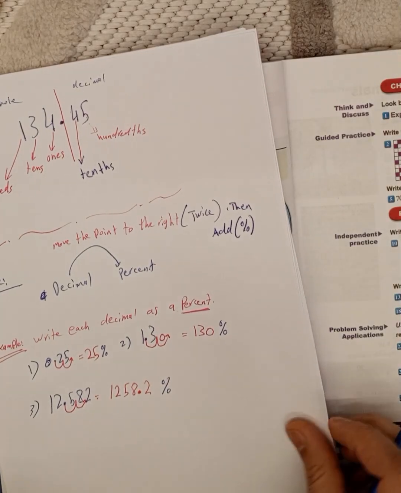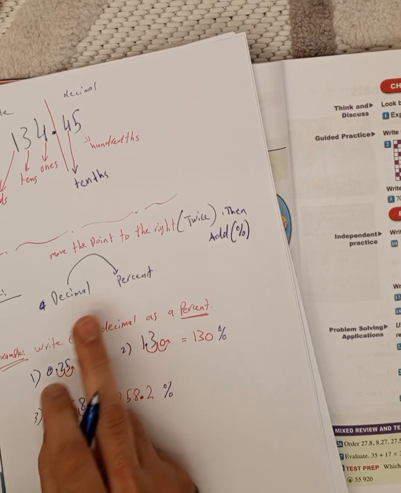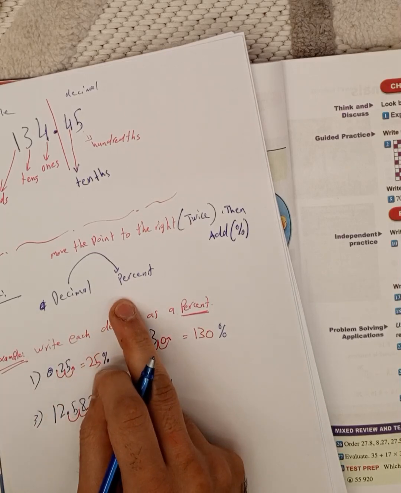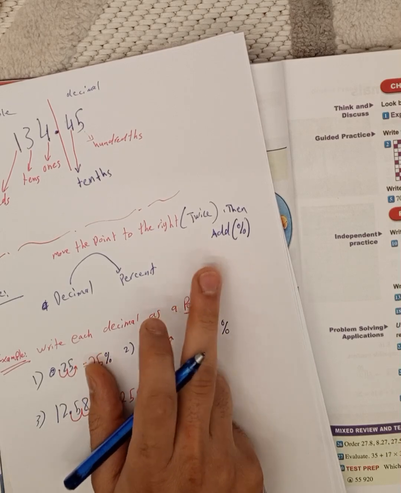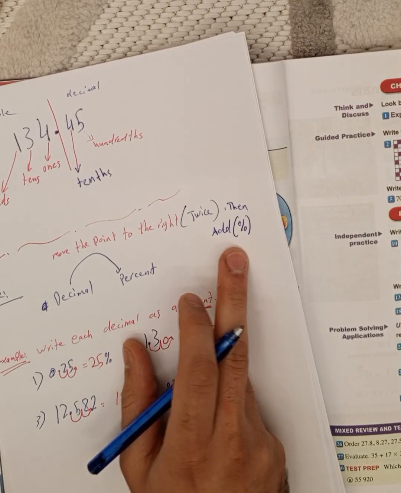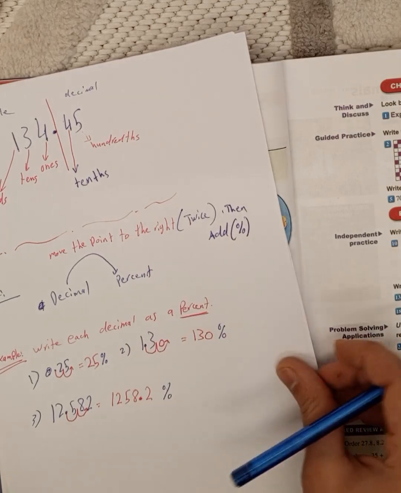That's it. If we have a decimal and we want to write it as a percent, you have to move the point to the right twice, then add this symbol, because this symbol means hundreds, means percents. Right? Okay.